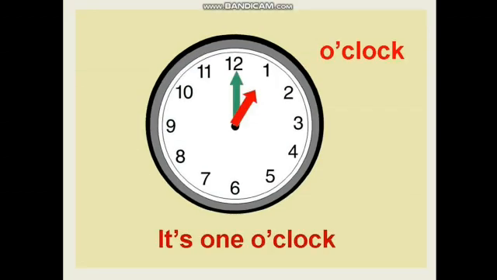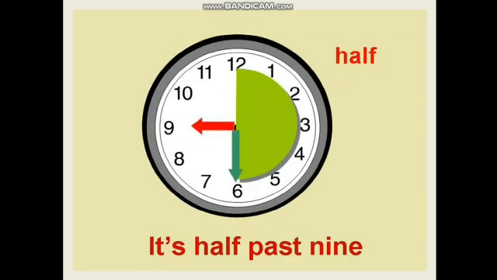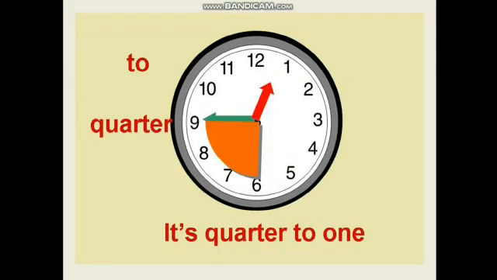Let's practice telling the time. So look at the picture and tell me, what time is it? It's 1 o'clock. What time is it now? It's 10:15. Here, it's 9:30. Now the minute hand has crossed 6, so it's quarter to 2.